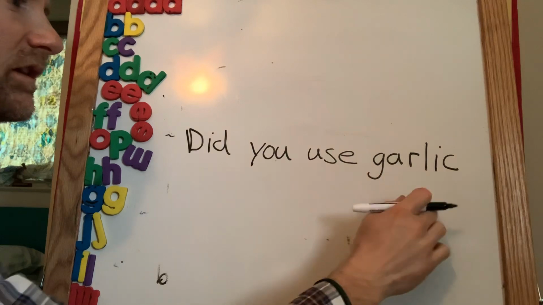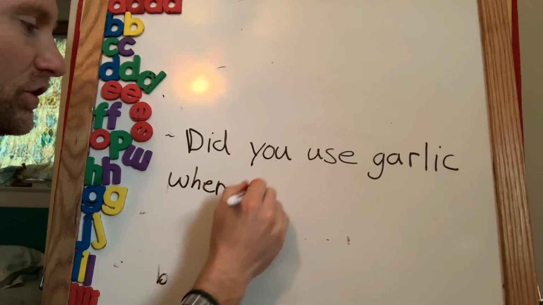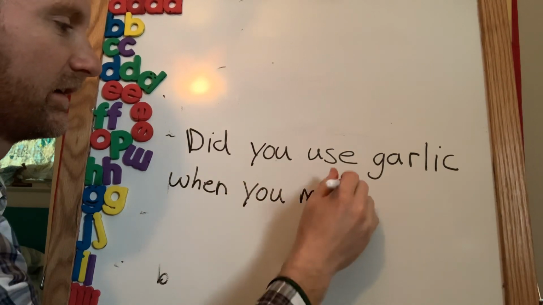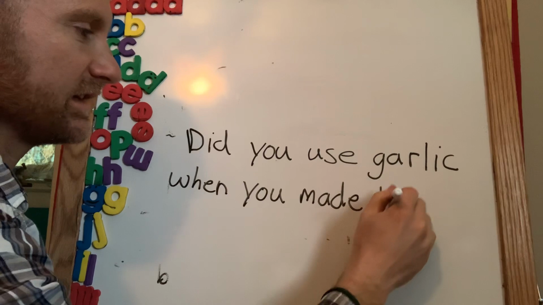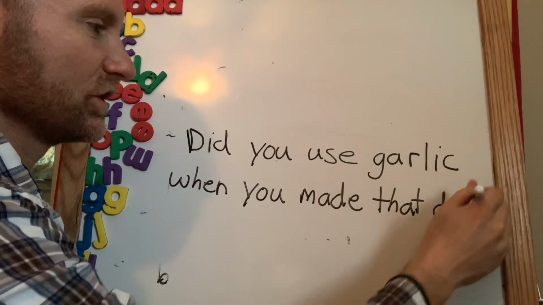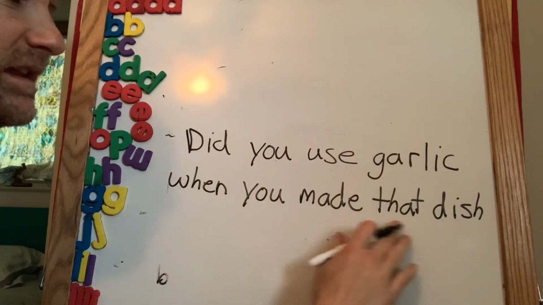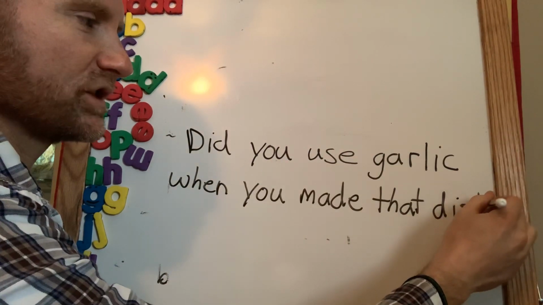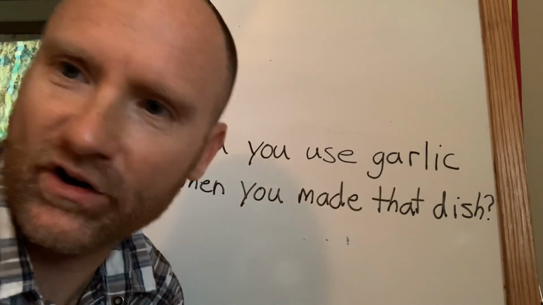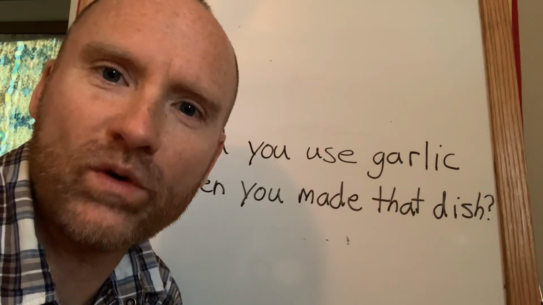Did you use garlic when you made that dish? "Dish." What type of sentence is this? Did you use garlic when you made that dish? It's a question sentence, so don't forget that question mark. All right, so that's R-controlled vowels. I hope you guys did well with that, and I hope you have a wonderful week.